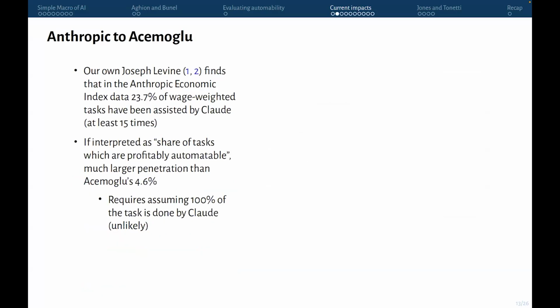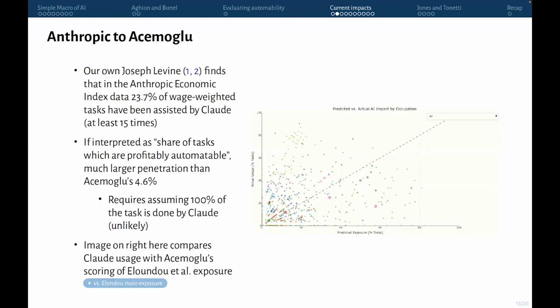Then Joseph Levine, who's here, did the fun exercise of looking at the Anthropic Economic Index data and figuring out what percent of wage-weighted tasks are being used in these Claude conversations. It turns out it's 23.7%, but that just means for 23.7% of wage-weighted tasks someone has used Claude at least 15 times. That doesn't mean 23.7% are being used for Claude all the time. You could interpret that as the share of tasks which are profitably automatable and get a much larger penetration than Acemoglu's 4.6%. But that would require assuming 100% of the task is done by Claude and that it's profitably automatable. I'm not sure we should think that.